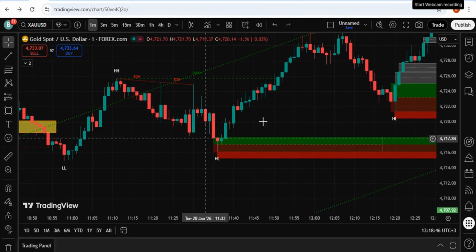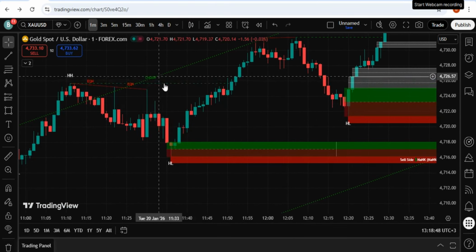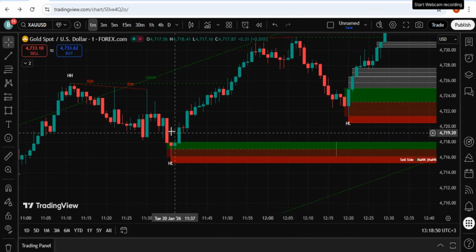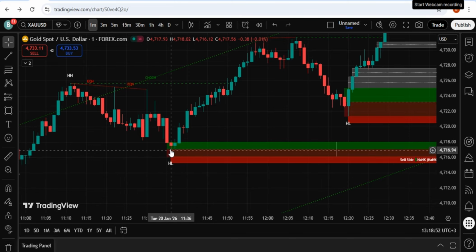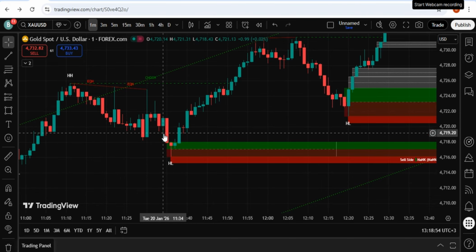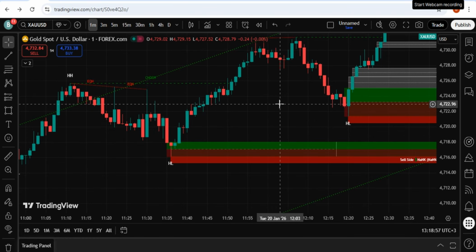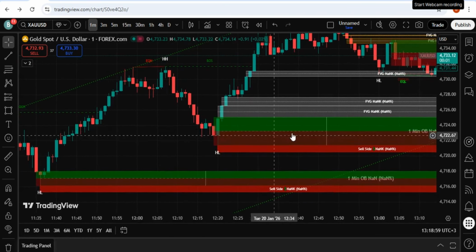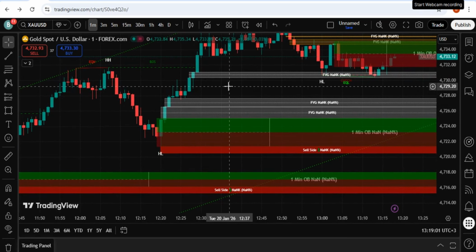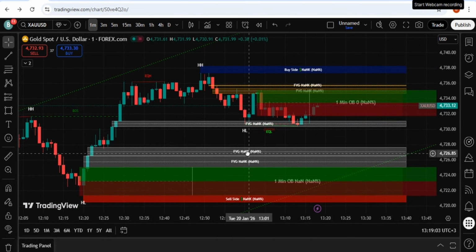So let me show you. Yeah, there's a change of character here. We almost saw an OB here that has an inversion fair value gap, but this side doesn't work out, so I'll just move to the next. On to the next. This one is not working correctly.